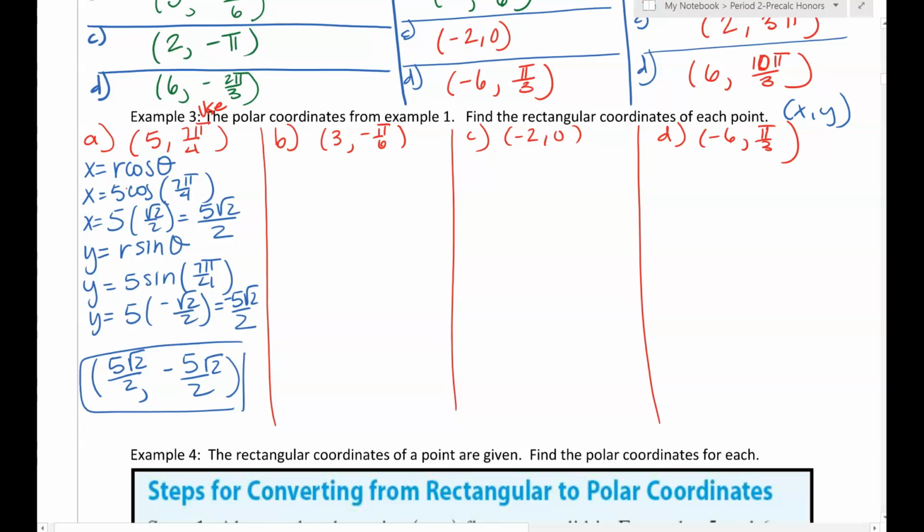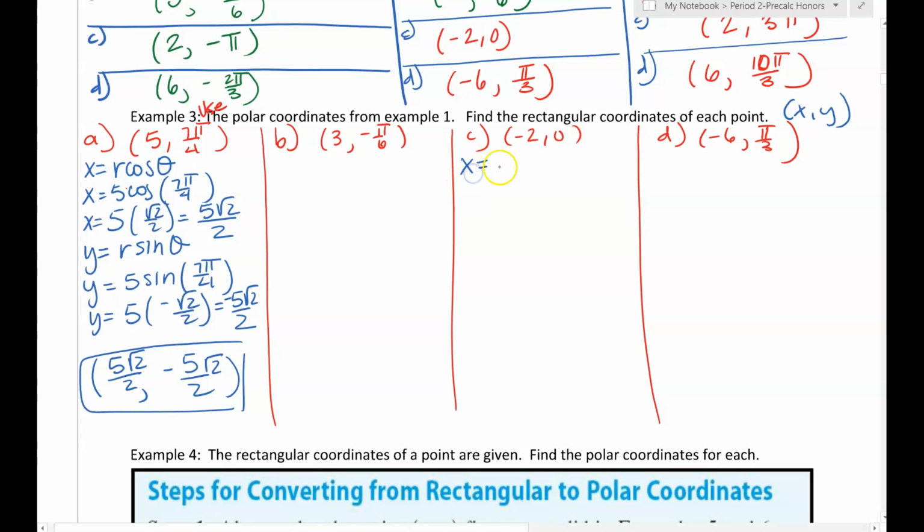Okay, I will do, how about this? I will do C and D, and I'm going to leave B for you to try. So right now go ahead and hit pause, do B for me. Once you're done, unpause, and then listen to C.